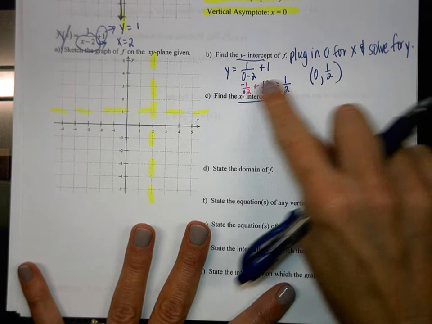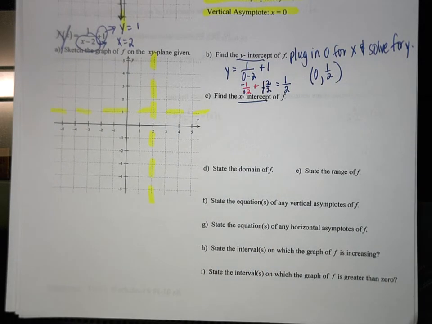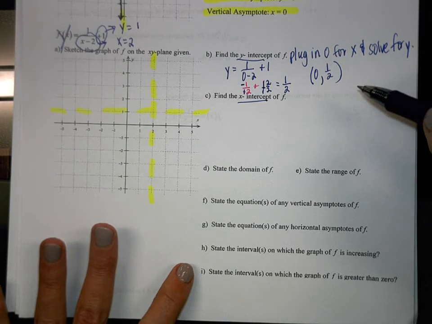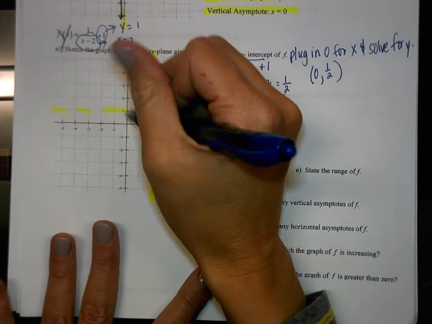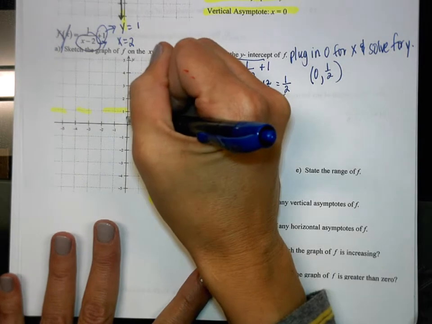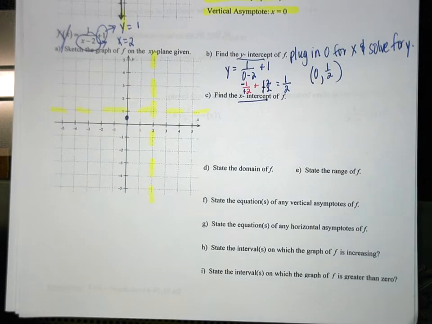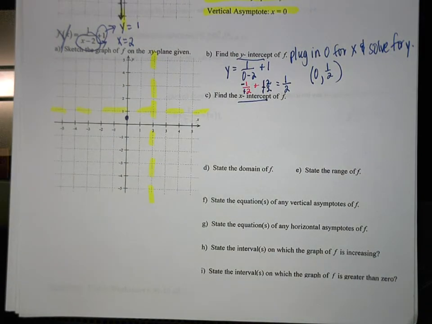All I'm doing is simplifying. We're just adding and subtracting fractions. Okay? So if we go and plot this on the graph, 0, 1/2, 0 on the x, 1/2 on the y, there is a point right there. So we have our y-intercept. Now we need to find our x-intercept. How do I find the x-intercept?